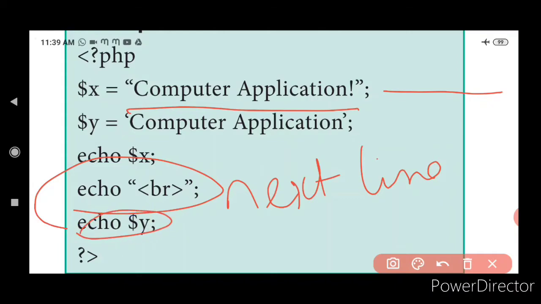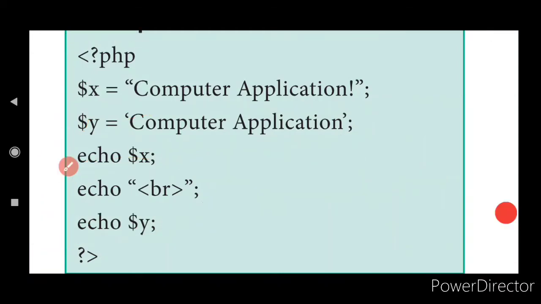Yes. Now what is the next line that we have? Echo $y. Where will this line go? This line will go and fetch the data from here. And what will be printed? Computer application will be printed as an output. Yes. Now I'll ask you another question. Let us see whether you are able to follow.